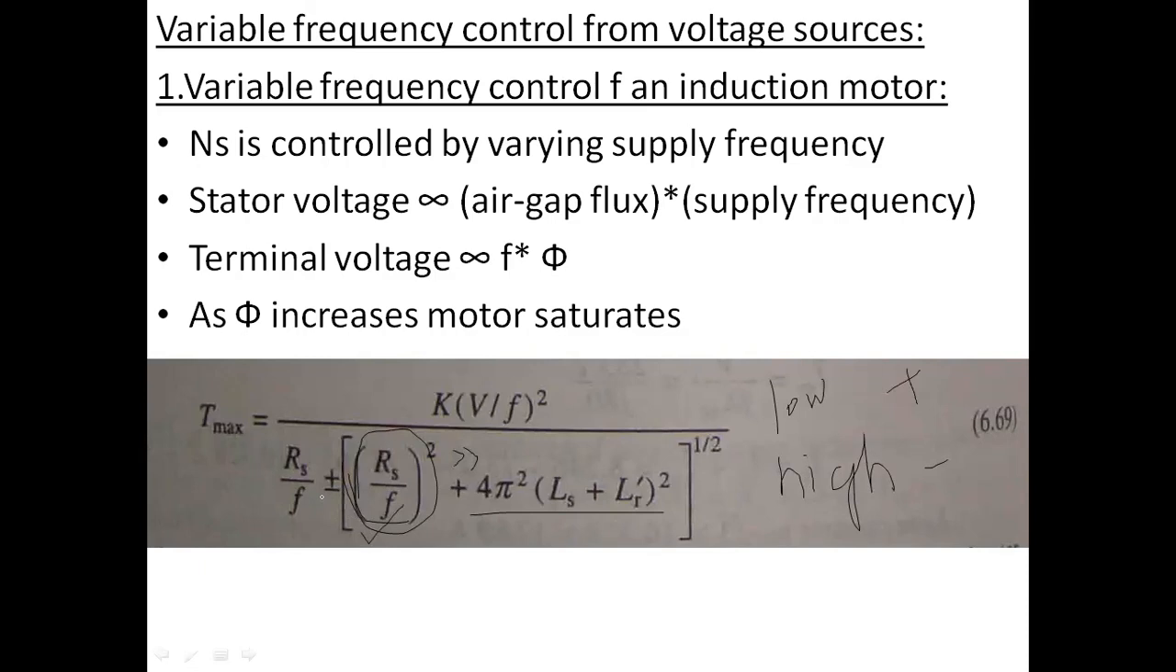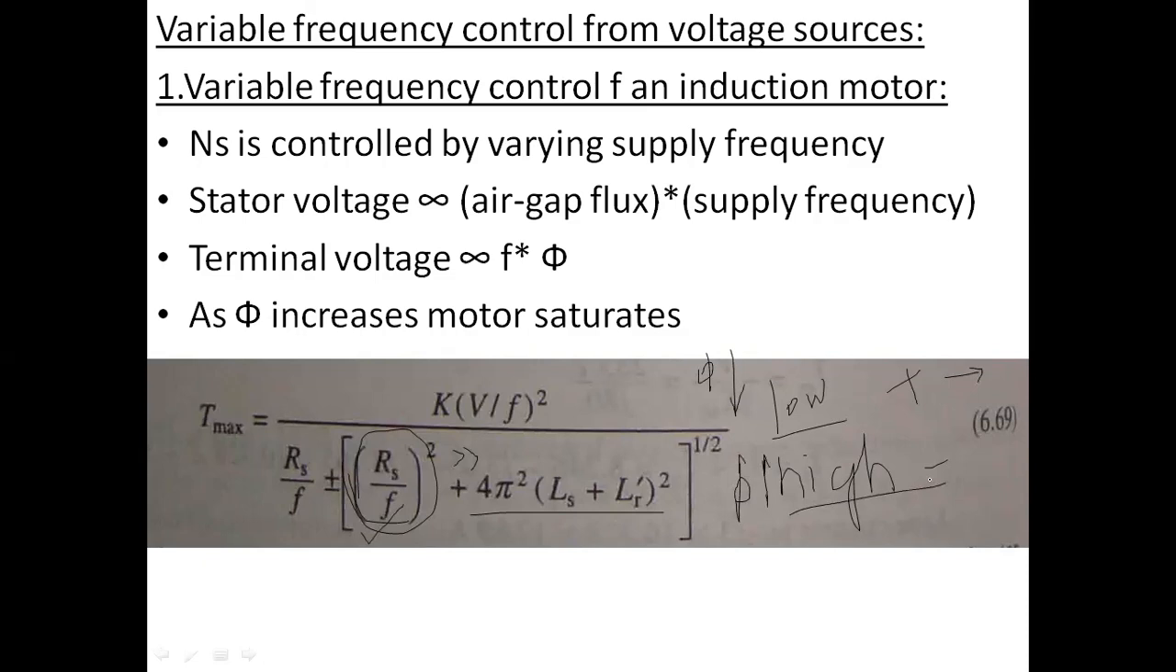This behavior is due to the reduction in the flux during motoring operation. Here the value of flux will be reduced, so the maximum torque will be low. And the value of flux will be increased in the braking operation, so the torque value will be high in the braking operation.